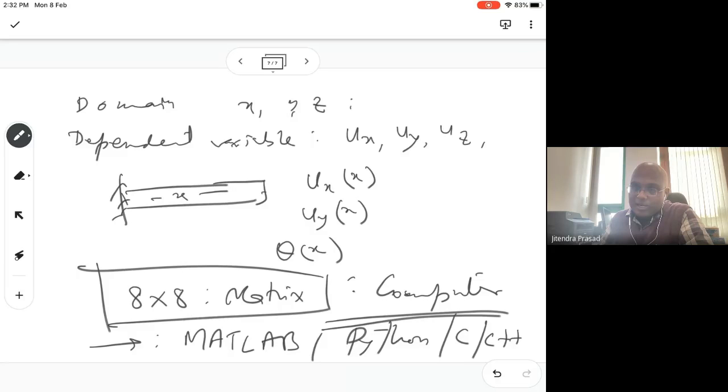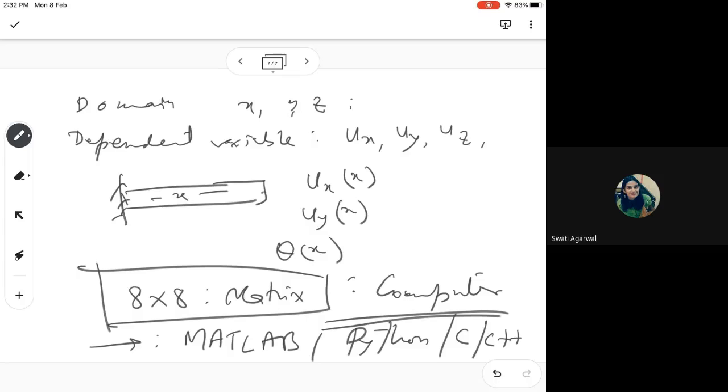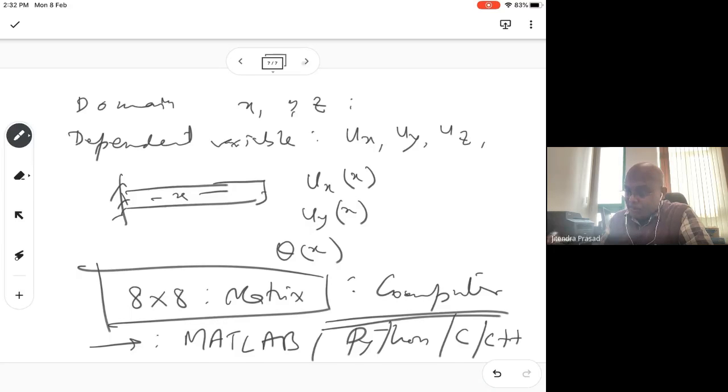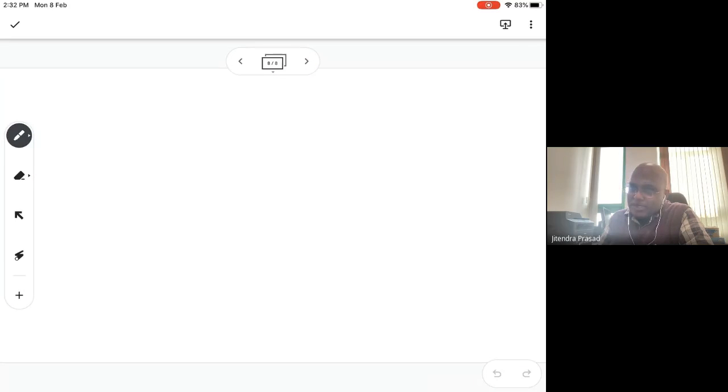Any other question, guys? Sir, can you tell about degree of freedom a little bit more? Okay. Degree of freedom basically depends on which things you are going to find out. In a way, it is how many displacement components it has at a point.